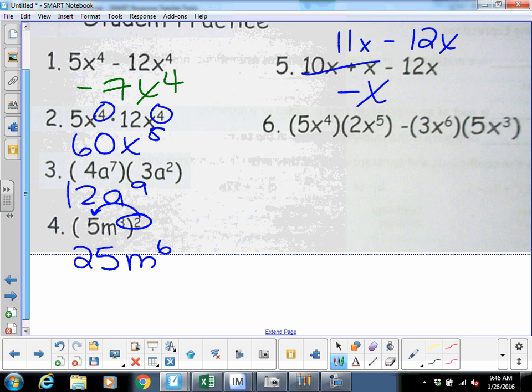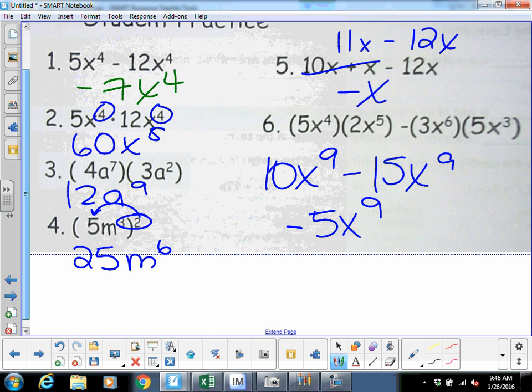All right, where am I going to start in number 6? Multiply 5 times 2. 10. What do I do to my exponents? Add them, which makes it 9. Minus, what's 3 times 5? 15x to the... Am I done there? No, I have like terms now, so I need to go ahead and subtract. What's 10x to the 9th minus 15x to the 9th? There you go.